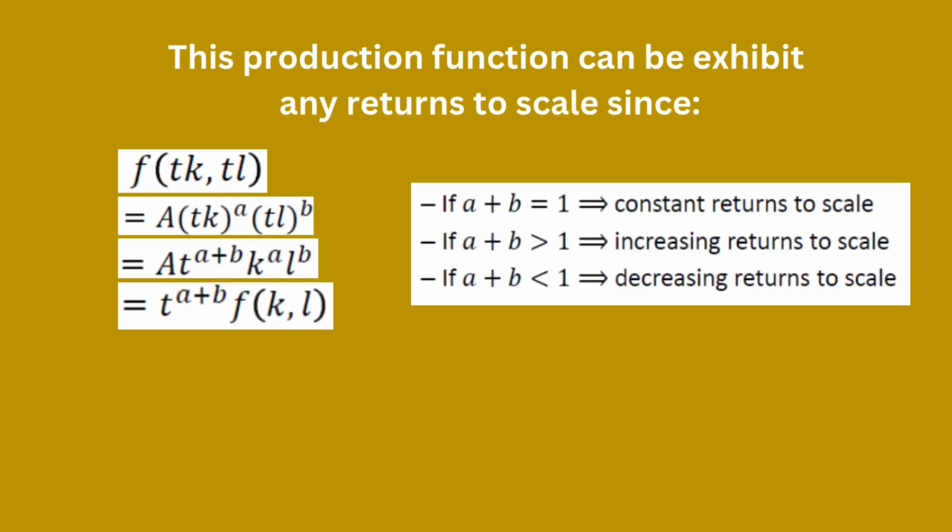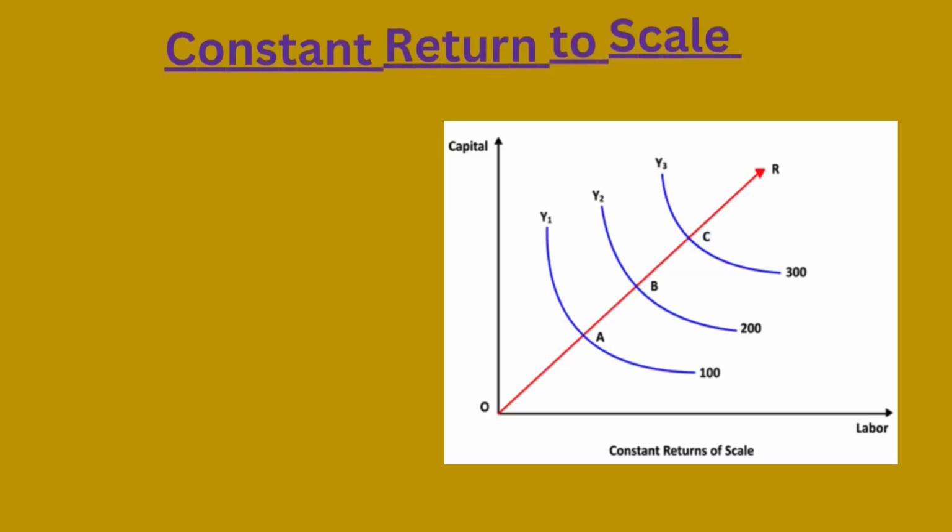And if the value of a plus b is greater than 1, it's increasing returns to scale: doubling inputs more than doubles outputs. If a plus b is less than 1, it's decreasing returns to scale. And this flexibility allows the function to model all sorts of real-world industries, which can be shown with the scales and the values of a plus b.